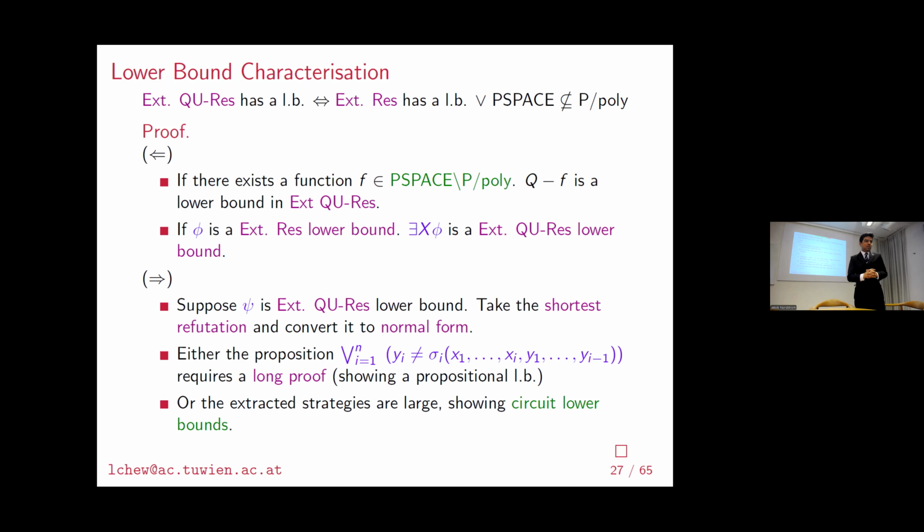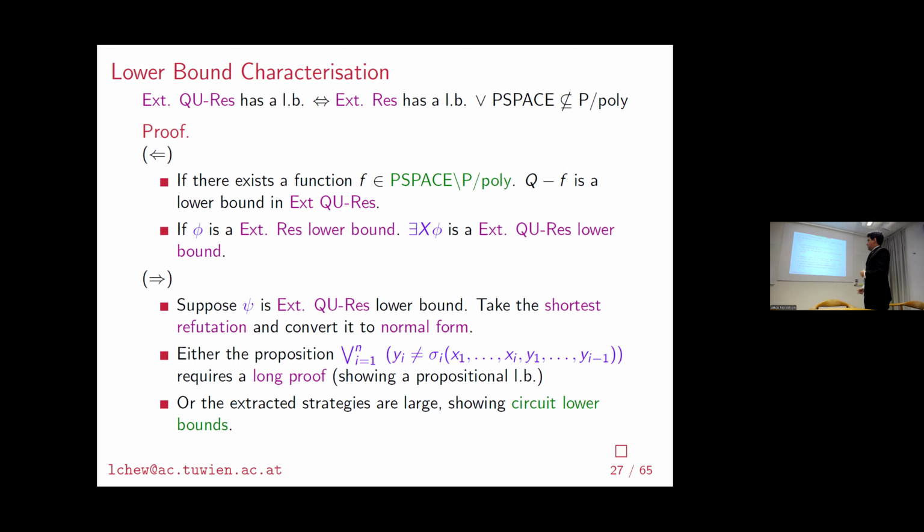So extended QU resolution has a lower bound if and only if either extended resolution has a lower bound or p-space is not contained in p-poly. So the backwards direction, suppose we have a function that is in p-space but not in p-poly, then we can construct these QBFs that give us this strategy extraction lower bound. Also, if you have an extended resolution lower bound, we can just write this as a QBF. And because this contains no universal variables, we're never doing universal reduction, so it's an extended resolution proof.